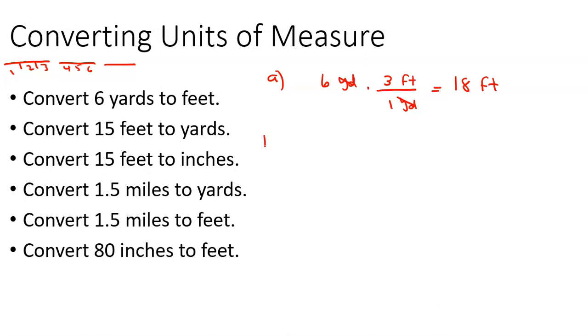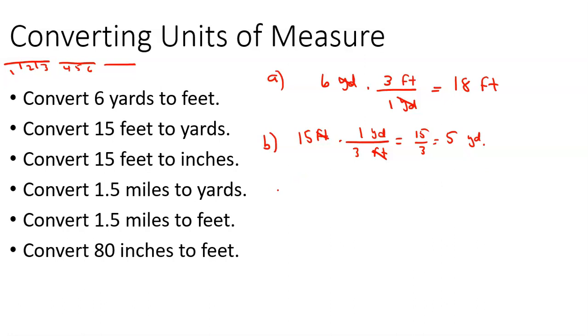All right, the second one says convert 15 feet to yards. So I'm going to start with my 15 feet, and I want to convert that to yards. Well, I need something that gets rid of the feet. So put feet on the bottom, yards on top. How does it work now? Well, 1 yard is 3 feet. And again, my feet cancel top and bottom, and I'm left with 15 on the top, 3 on the bottom. 15 divided by 3 is 5. And my units are yards.